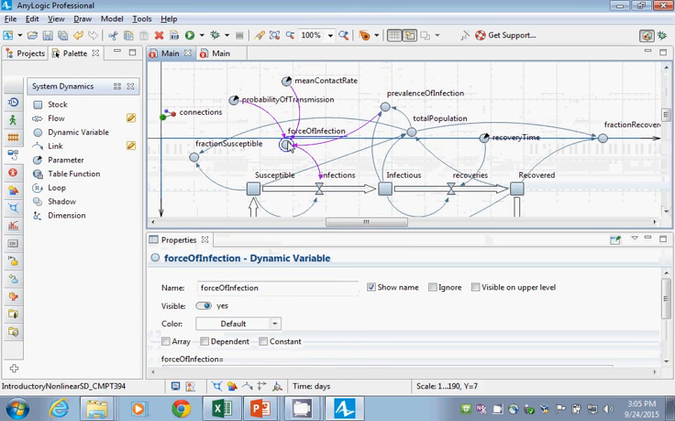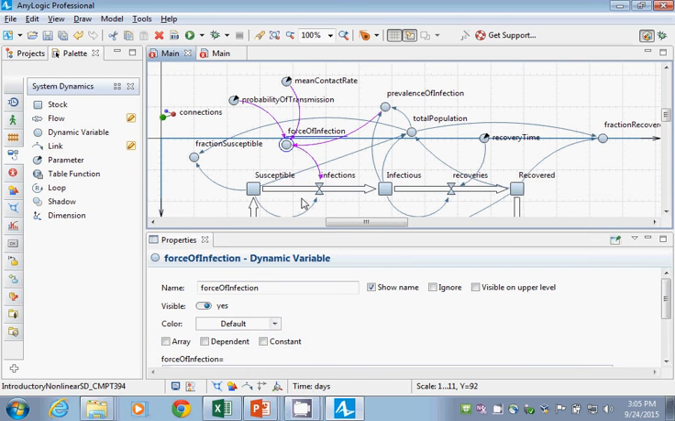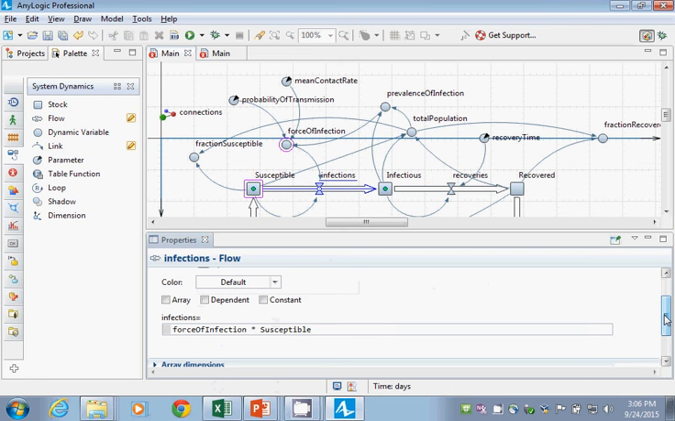And then, ladies and gentlemen, we already have infections. The number of people per day getting infected is that force of infection, that probability per day of getting infected, times susceptible.